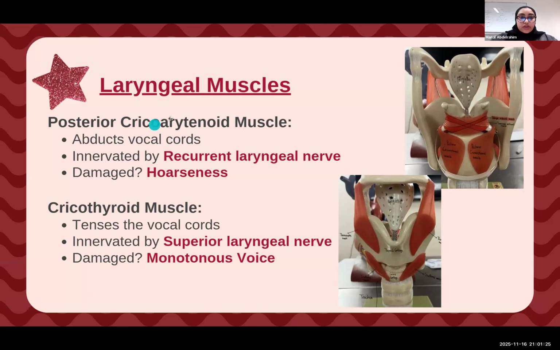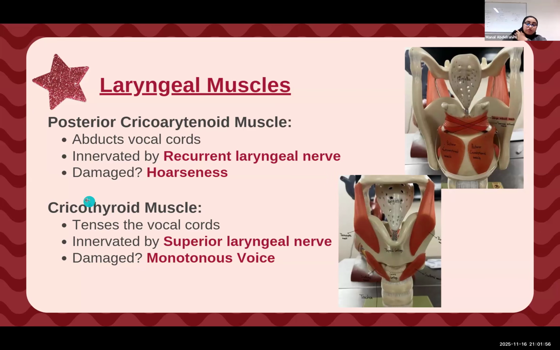We have the posterior cricoarytenoid muscle. Posterior tells us that it's to the back. Cricoarytenoid: crico, we said cricoid cartilage, arytenoid cartilage. So it's going from the cricoid cartilage to the arytenoid cartilage, and it's in the back because posterior. Its function is to abduct the vocal cords, and it's innervated by the recurrent laryngeal nerve. If this were damaged, it would cause hoarseness of the voice, because this muscle abducts the vocal cords. If we can't abduct the vocal cords, it results in hoarseness.